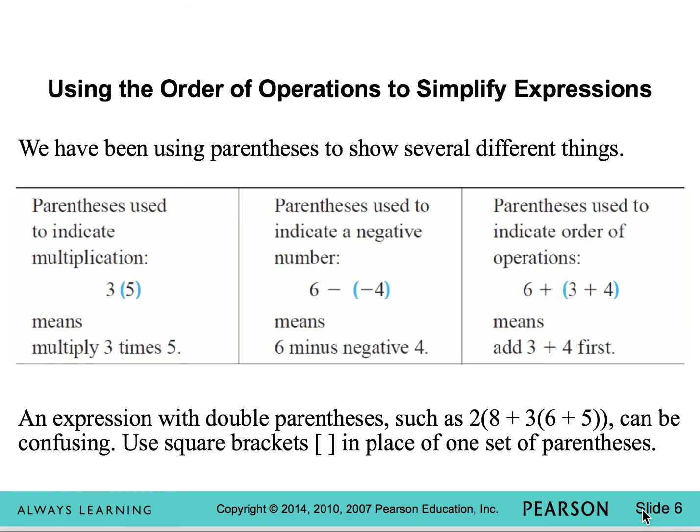Okay, and then parentheses. We've used parentheses for a lot. It means multiplication if you've got a number written right next to a parenthesis or a parenthesis right next to a parenthesis, right? If we need to separate signs and we have a negative number, we use parentheses to separate the signs so they don't blur together, right? Or we use it for the order of operations. Now we might start seeing double parentheses. And if we do that, we might want to use brackets in place of one of the sets of parentheses, just to avoid confusion, right?